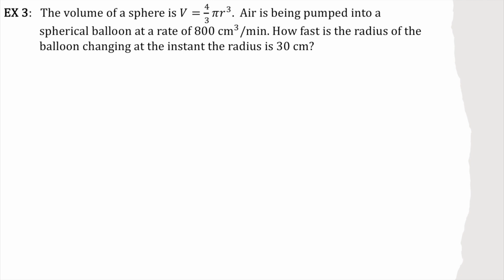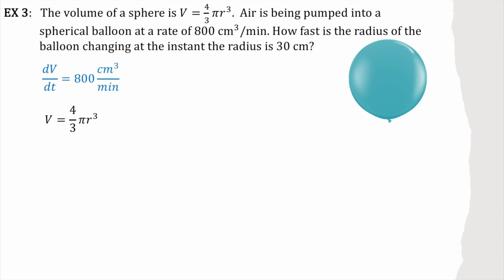The volume of a sphere is 4/3 pi r cubed. Air is being pumped into a spherical balloon at a rate of 800 cubic centimeters per minute. So that's dV/dt. That's the rate of the volume is 800 cubic centimeters per minute. How fast is the radius of the balloon changing? We're looking for dr/dt at the instant that the radius is 30 centimeters.